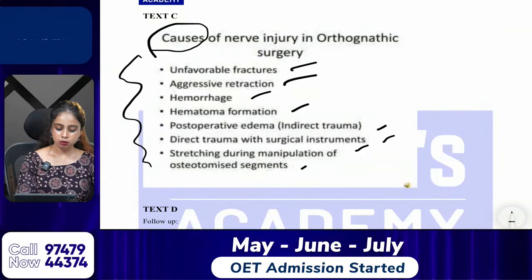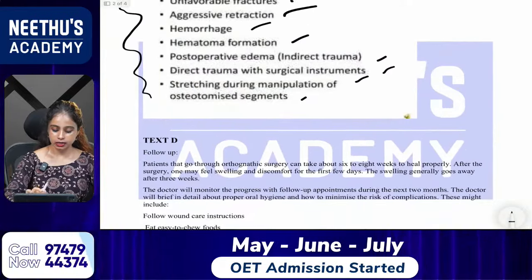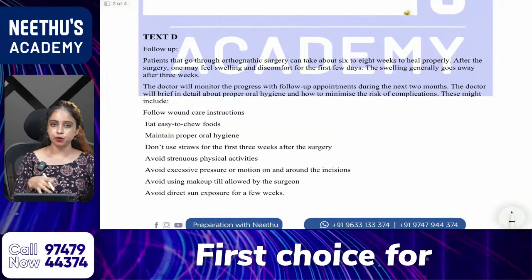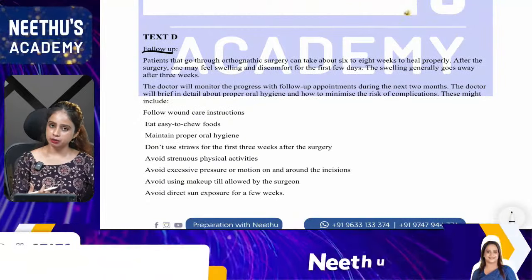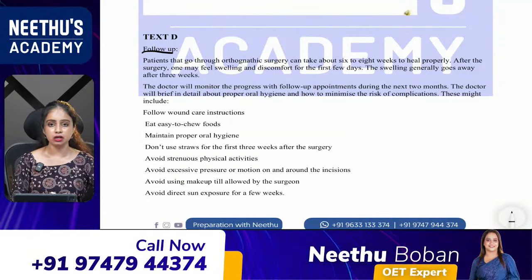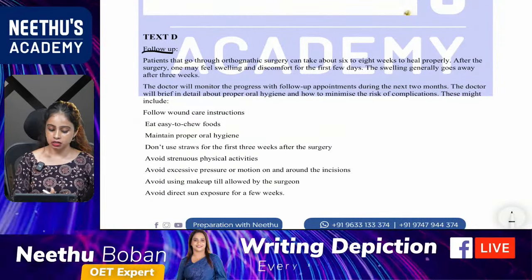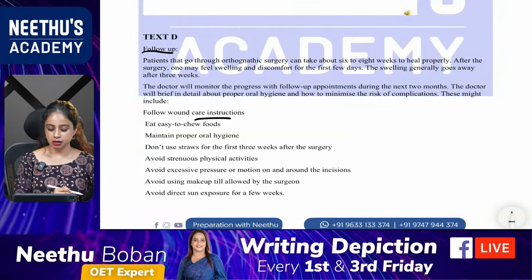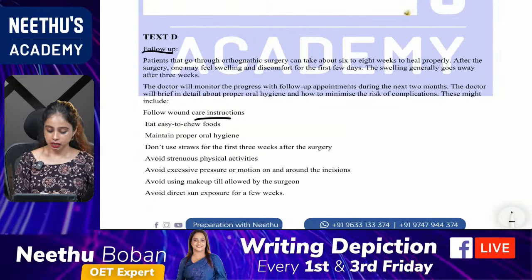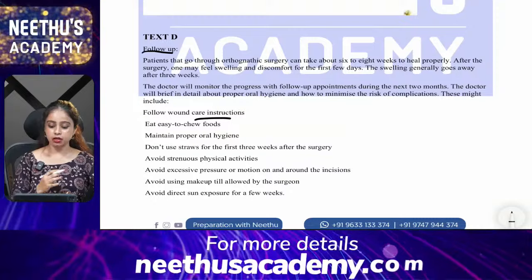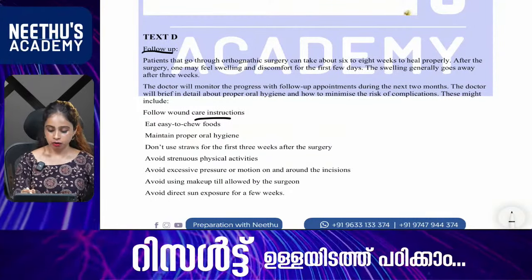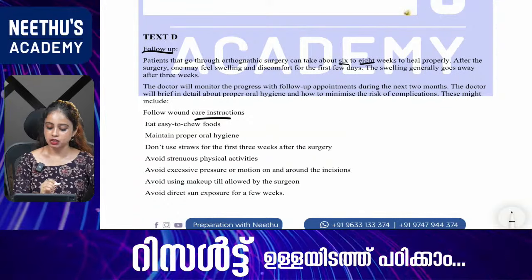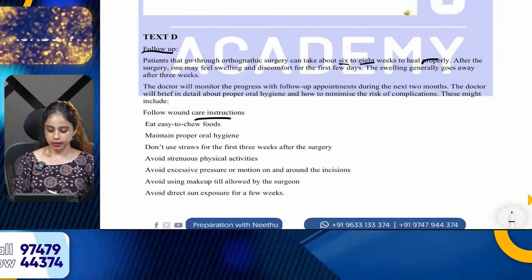Then moving to the last text, that is text D, there is a follow-up. So what we have to do, what are the instructions, what are the recommendations that we can follow? This is mentioned here in text D. Follow wound care instructions mentioned here, as well as in the first paragraph they have mentioned the time period, the duration to heal properly. It will take 6 to 8 weeks to heal properly.